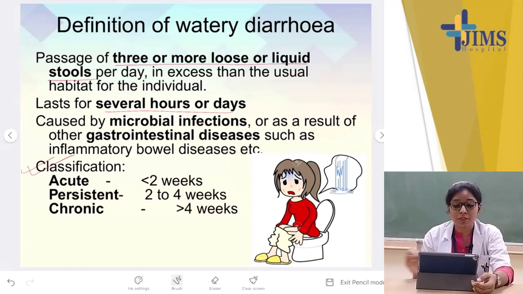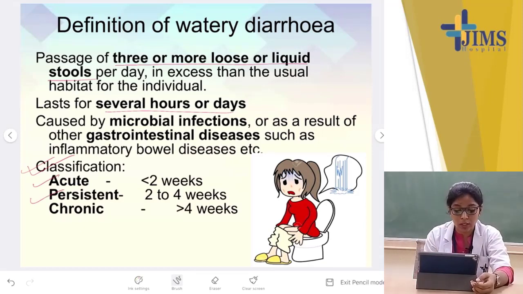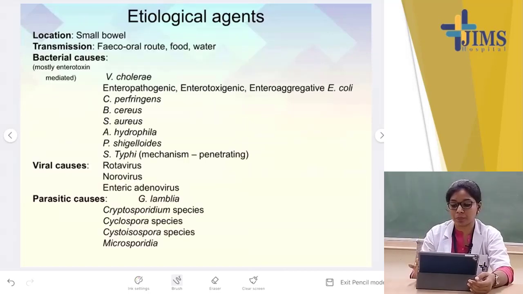Now we can classify watery diarrhea into 3 components. One, acute, which will last for less than 2 weeks. Second one being persistent, which is continuing for 2 to 4 weeks. The third being chronic, which is going beyond 4 weeks.